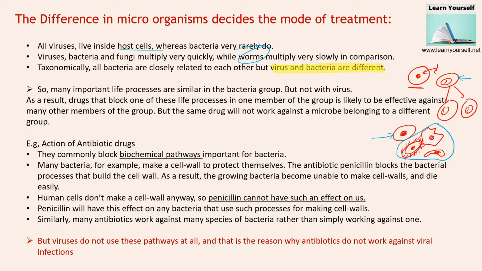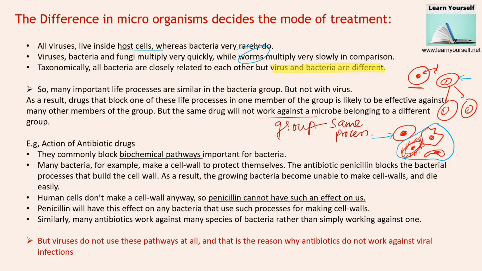As a result, a drug that blocks one of these life processes in one member of the group is likely to be effective against many other members of the group, because these bacteria follow certain life processes. They multiply in certain pathways, or some metabolic processes are similar among them. So when we attack those metabolic processes, their multiplication will be stopped, or we can harm them, as we know the path they are using. But the same drug will not work against a microbe belonging to a different group. This is only possible when the group is the same, because within the same group they follow the same processes. If the group differs, the same drug will not work because their metabolic processes or pathways will differ.